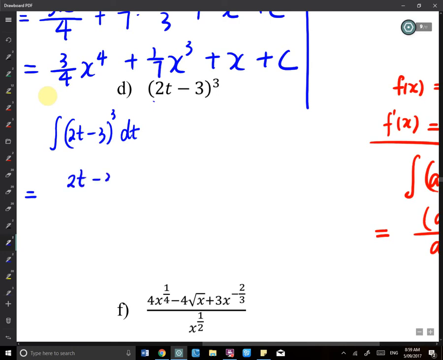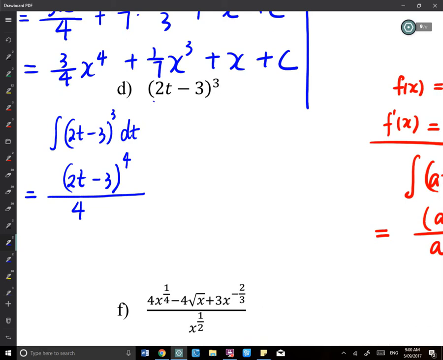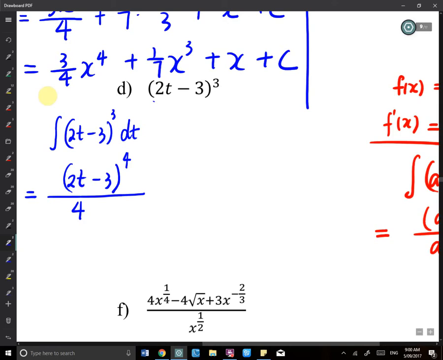What you do is 2t minus 3, increase the power by 1, you have the 4. Well, you need to immediately divide by that power. But it's not enough. You still have a linear representation here. It's not a t. If it's a single t, that's it. But it's not a single t.